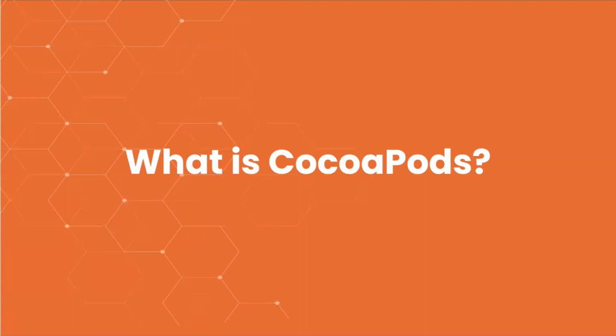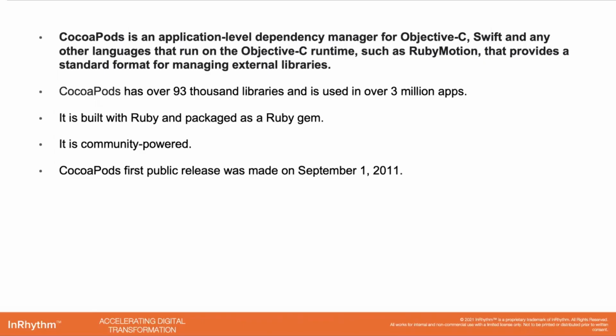CocoaPods is a dependency management tool for Objective-C, Swift, or any other programming language that runs on the Objective-C runtime. CocoaPods has over 93,000 libraries and is used in over 3 million apps. So it's widely used, and I think most iOS engineers have worked with it, if not all. Also, CocoaPods is built with Ruby, and it's packaged as a Ruby gem.